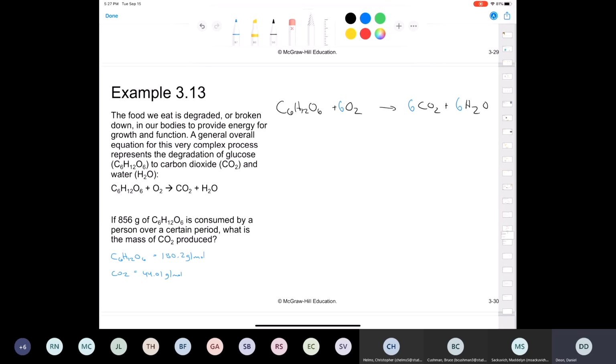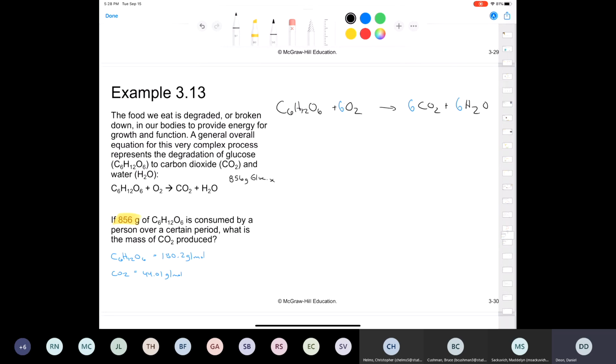Okay, so let's try some dimensional analysis. And we're going to start with the amount of glucose that we're given, which is 856 grams, right? That's shown right here. So let's start with that. I'll write it out in black. We have 856 grams of glucose. I'm just going to put GLUC like that.